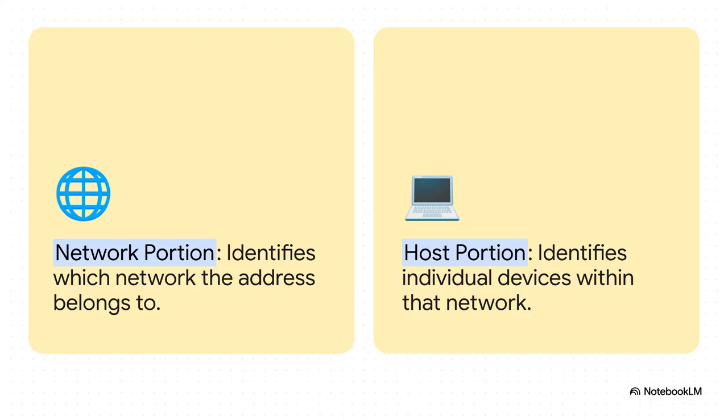Now, here's a key concept. Every single IP address is split into 2 parts. Think of it like a home address. The first part, the network portion, that's like your street name. It tells everyone which neighborhood or which network a device is on. The second part, the host portion, that's the house number. It points to one specific, unique device on that street.